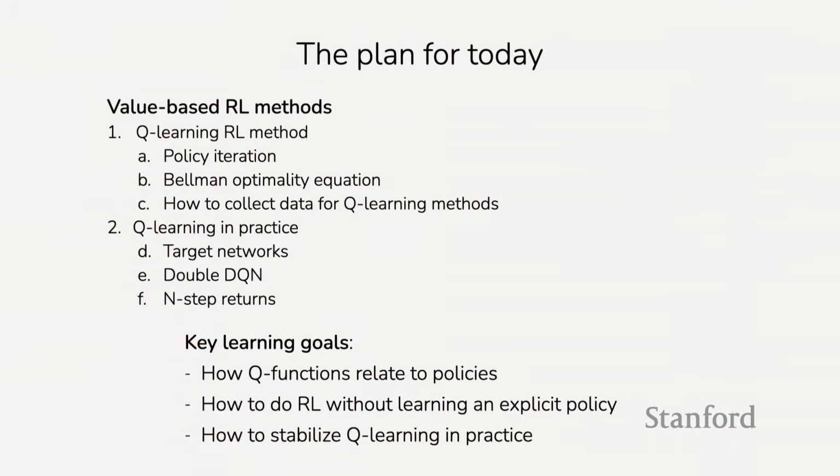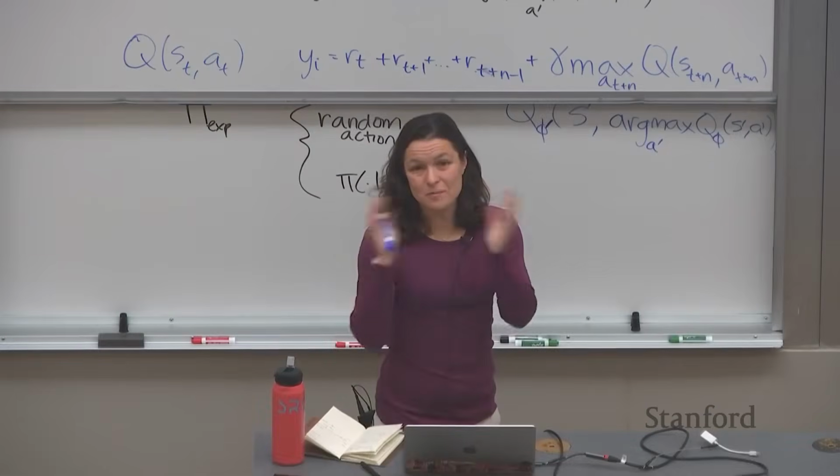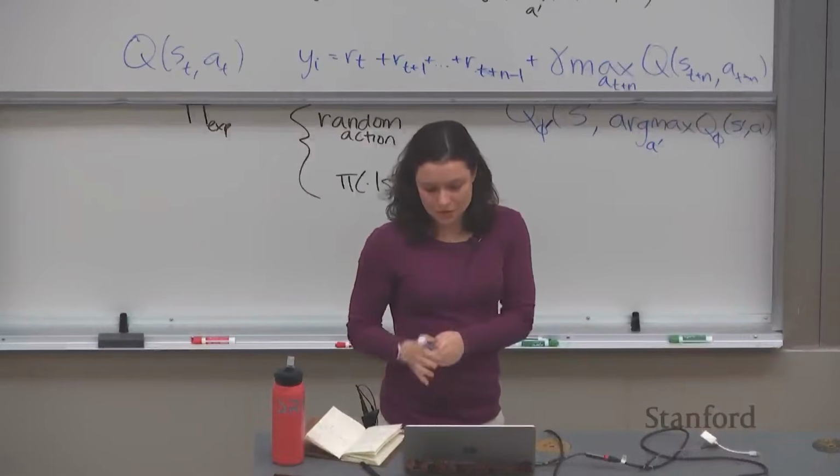So what we talked about is Q-learning, also Q-learning in practice, the three tricks with target networks, double DQN, and n-step returns. We defined the Bellman equation and the Bellman optimality equation. And that was essentially an overview of how to do RL without learning an explicit policy. We're done with online reinforcement learning algorithms for now. We covered a lot of the basics of different online reinforcement learning algorithms.